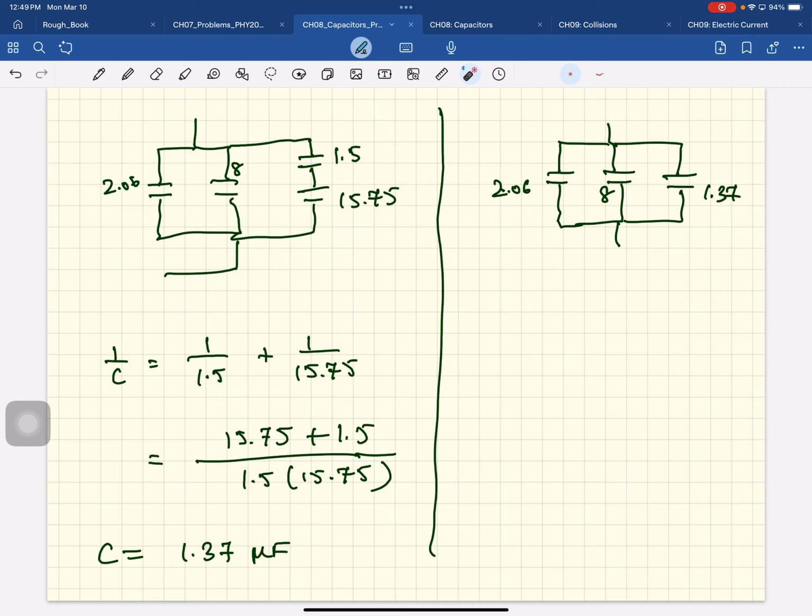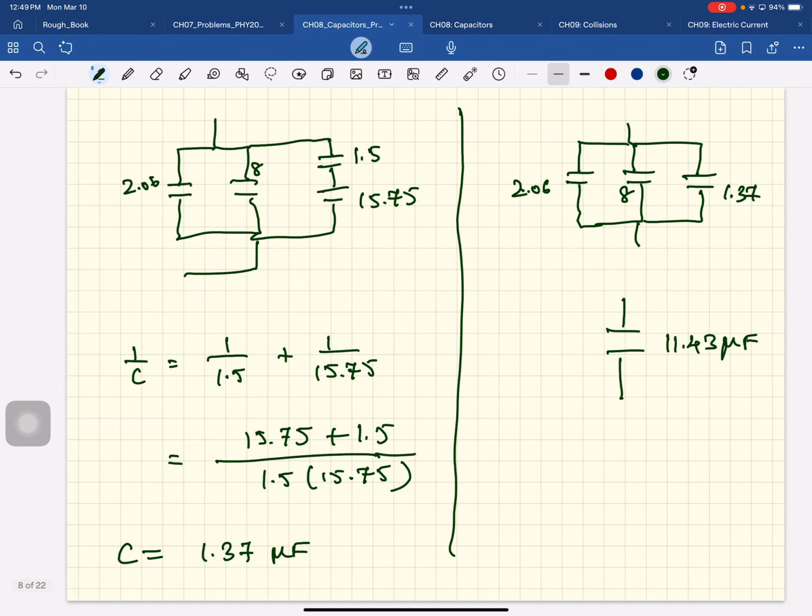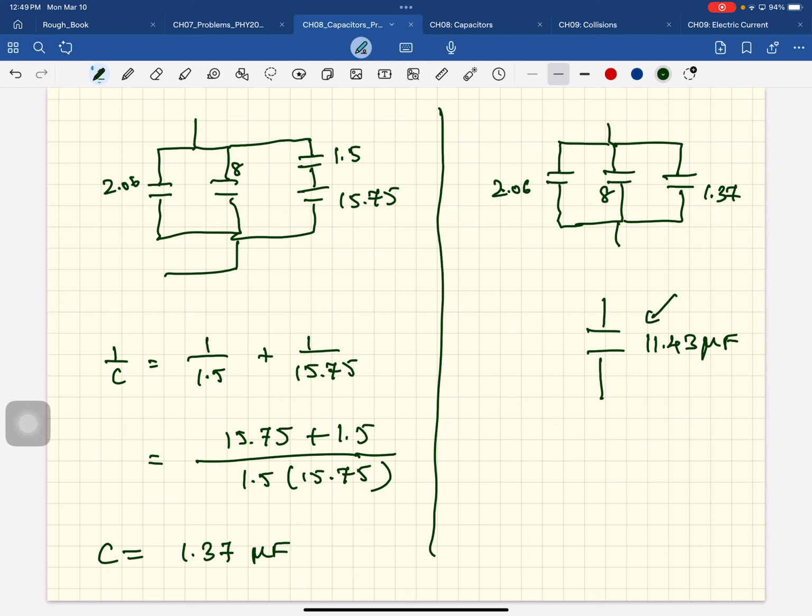Okay, and now that parallel combination is just the sum of all those guys. So that's 8, 10, 11.43. So this bank of capacitors is equal to this single capacitor.